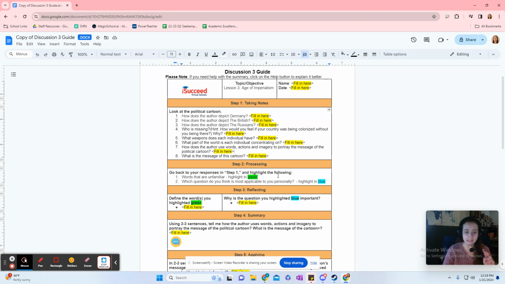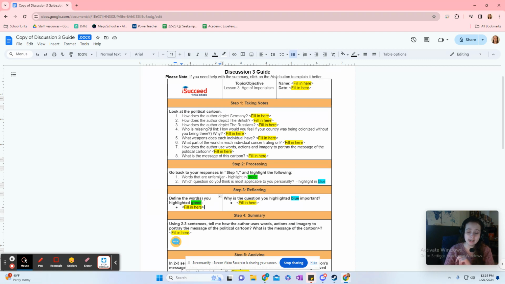Step two, also really easy. You're highlighting some things. For the first one, if there's any words that you're unfamiliar with, highlight those in green. So on this one, maybe you don't know what colonized means. Maybe you have to look up the word colonized. So you would highlight that in green, and then down here in step three, you would define that. Now, if there's nothing in these focus notes that you don't know the meaning of, that's totally fine. You can just say not applicable. I knew what each of these words meant, which is awesome.